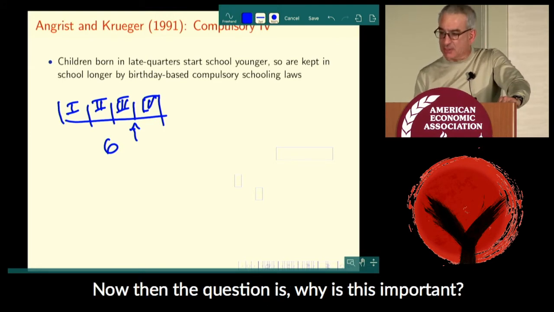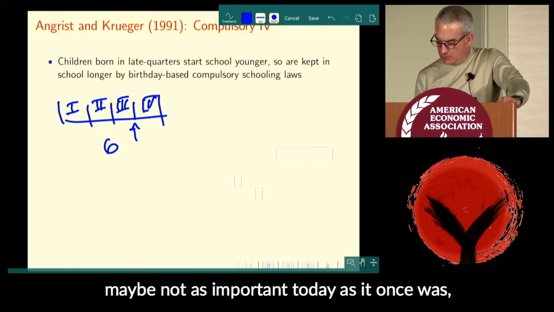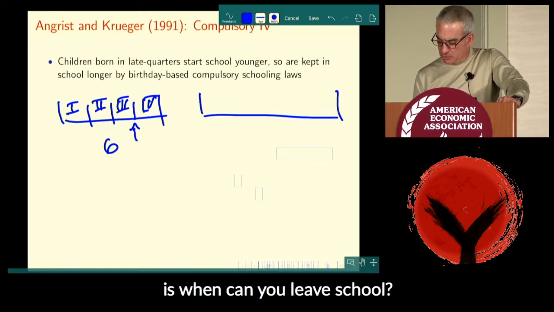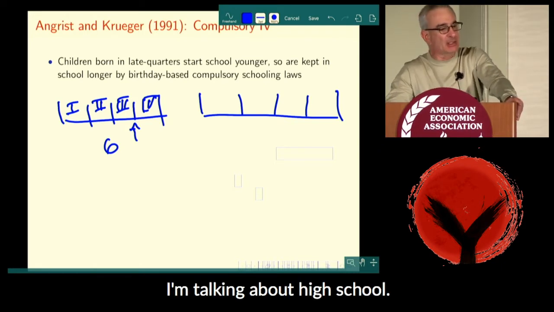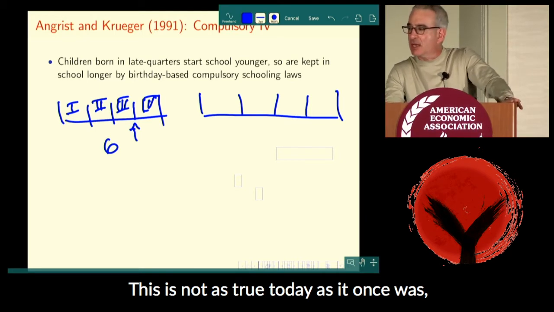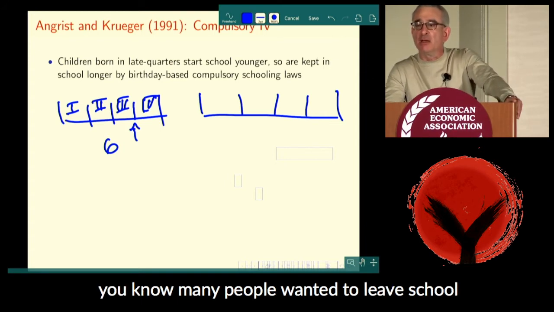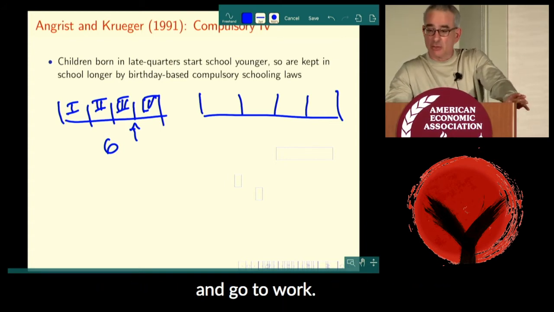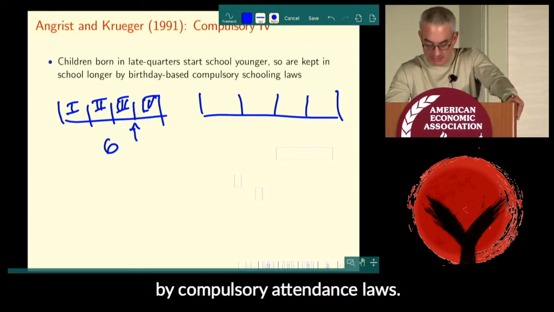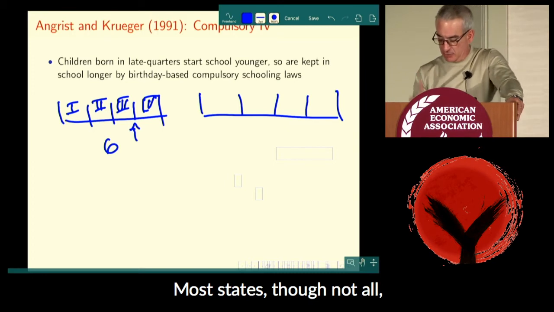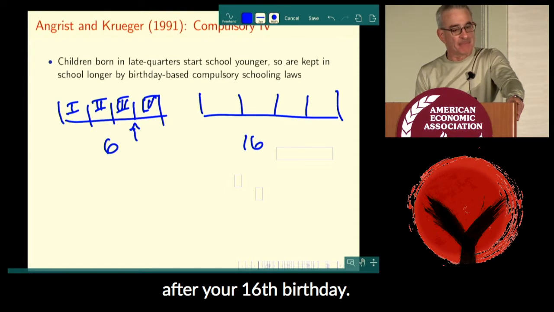Now then the question is, why is this important? Well, the reason this is important, maybe not as important today as it once was, is when can you leave school? There are a lot of people who want to leave school as soon as they can. I'm talking about high school. This is not as true today as it once was, but in my parents' generation, my parents were born in the 1930s, many people wanted to leave school and go to work, okay? And they were constrained in that by compulsory attendance laws. Most states, though not all, said, well, you can leave school after your 16th birthday, okay?